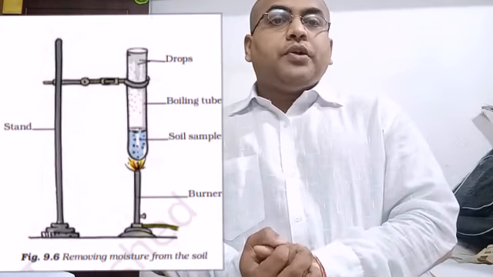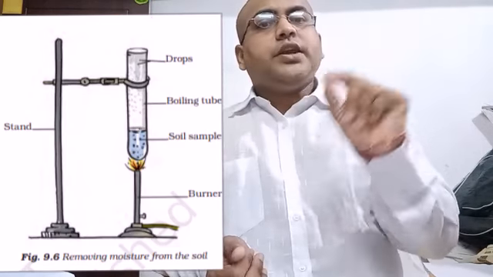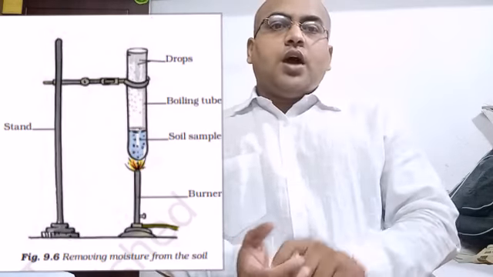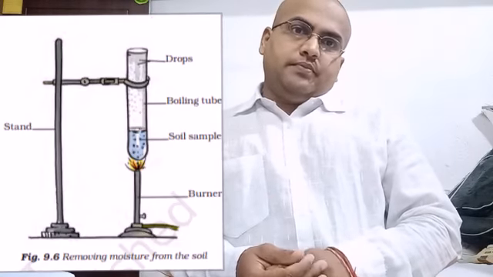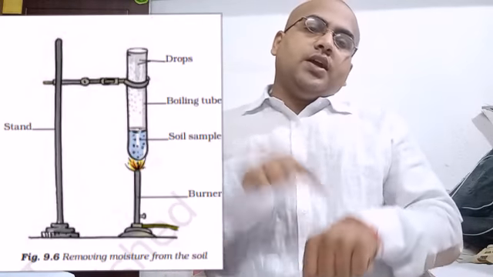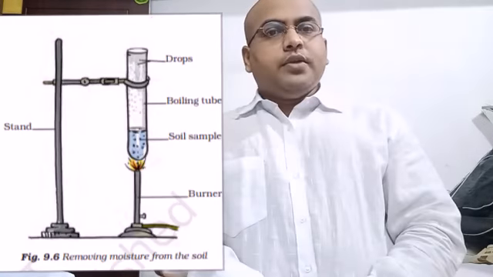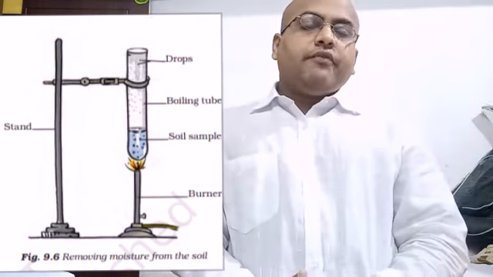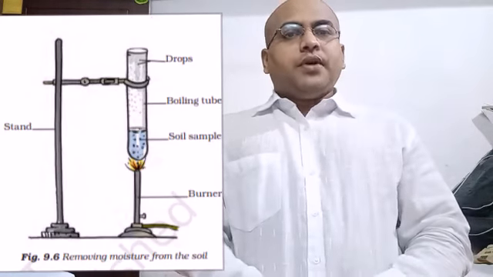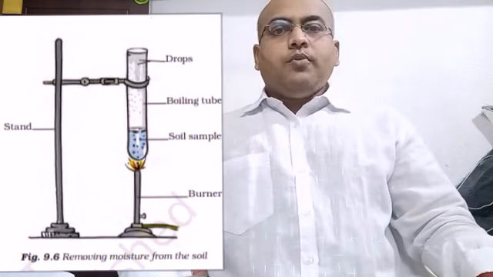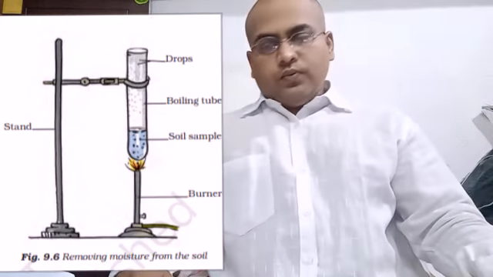To find the percolation rate of soil, there is a formula. The formula is percolation rate equals amount of water divided by percolation time, that is how many minutes it takes the water to go inside. Suppose we are taking 200 ml of water, and suppose it takes 20 minutes, so 200 divided by 20 equals 10 ml per minute. This is the formula through which we can get the percolation rate of water.